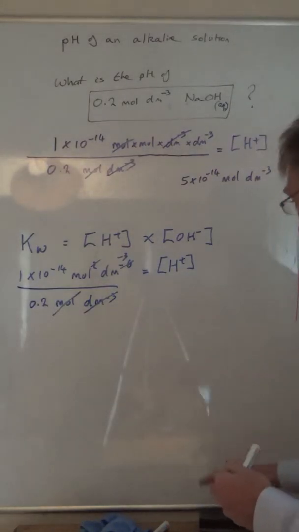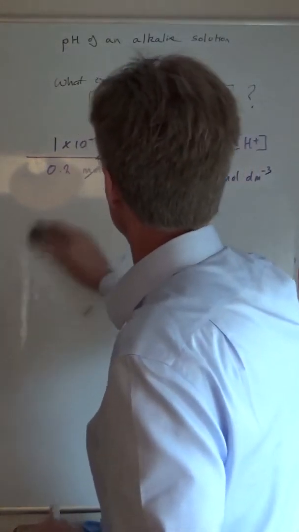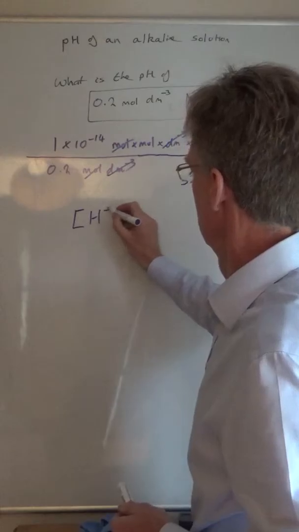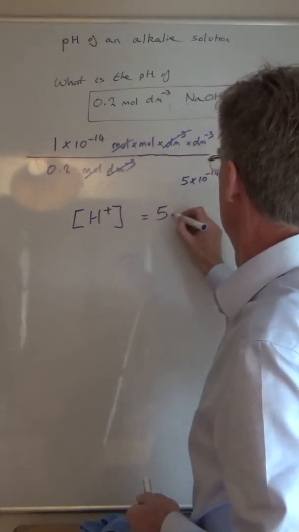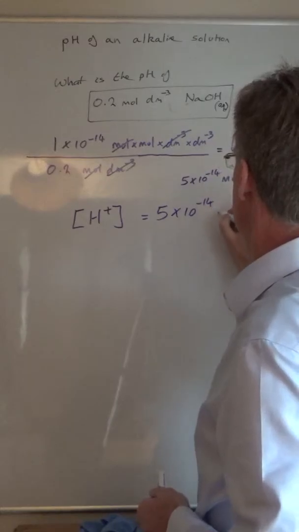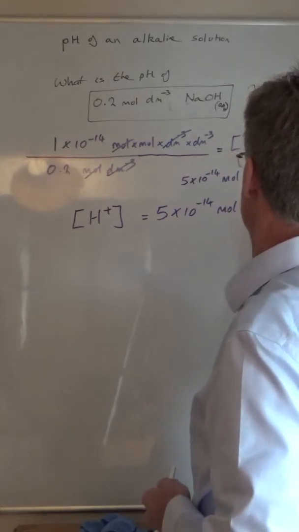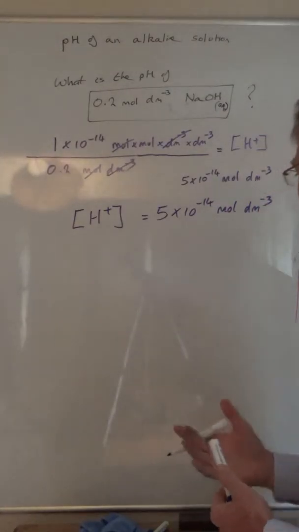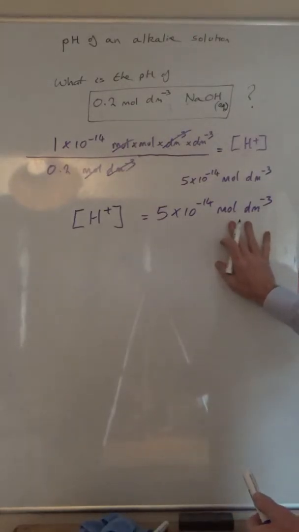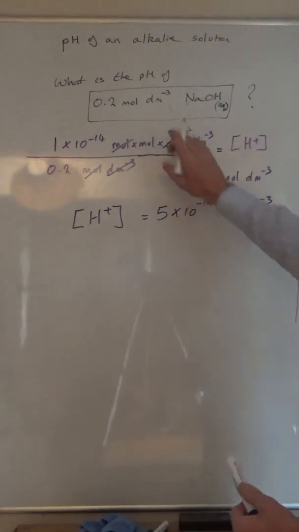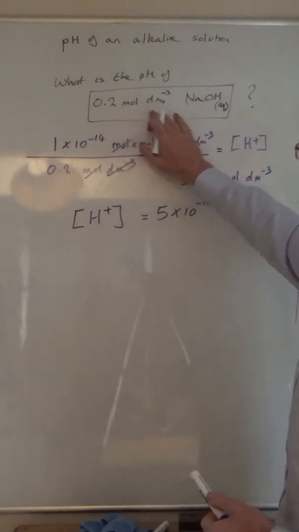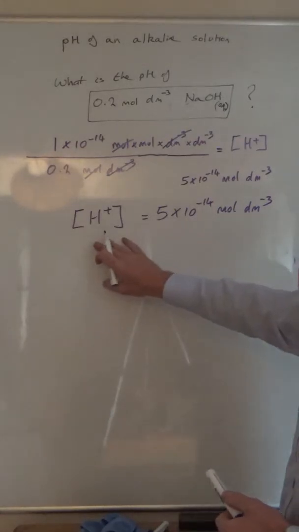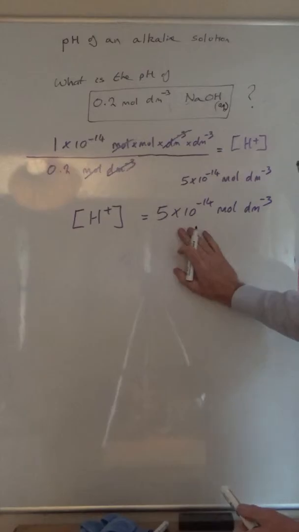So we have the hydrogen ion concentration then, H plus equals 5 times 10 to the minus 14 moles per decimeter cubed. Another example of how including the units serves as an internal check. You get the expected units. If you don't, you've made a mistake. So we're saying that you've got some 0.2 mole per decimeter cubed sodium hydroxide solution in there. The concentration of H plus ions will be 5 times 10 to the minus 14 moles per decimeter cubed.